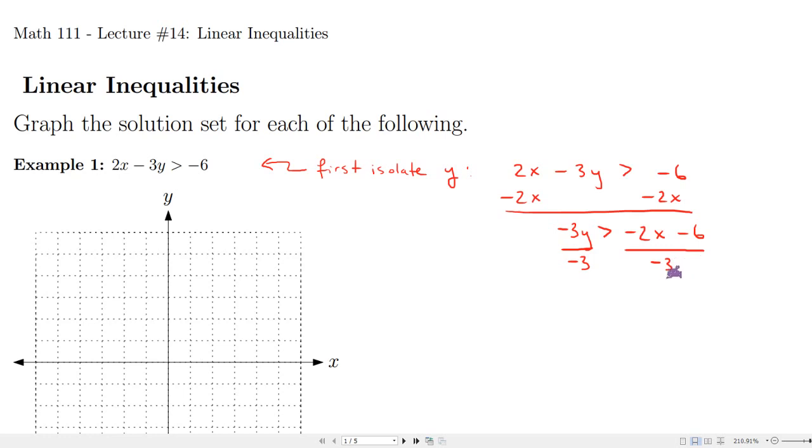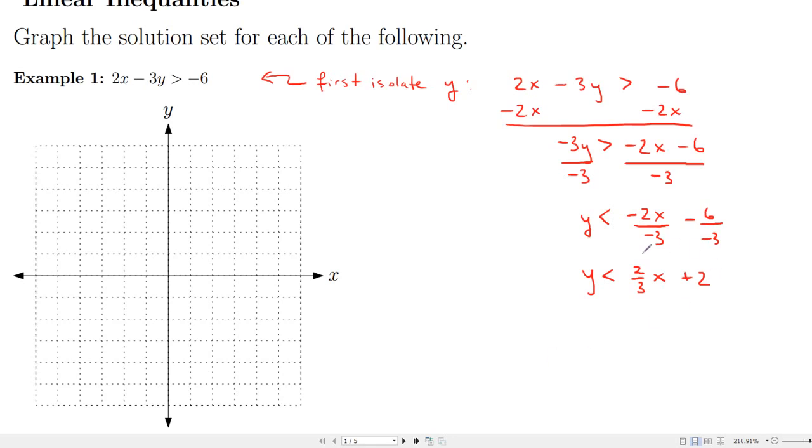Now, thinking back to inequalities, we have to be very careful. We're dividing by a negative, so we're going to have to swap this inequality. So we actually will have y is less than, since we're dividing by a negative, -2x over -3 minus 6 over -3. And you could simplify this, so y is less than 2/3 x, and then this negative becomes a plus, so that'll be plus 2. So that is y isolated, but we need to graph the solution set.